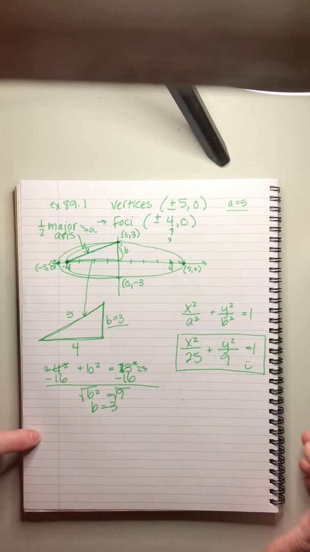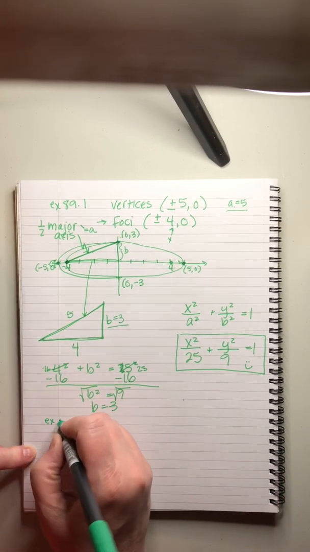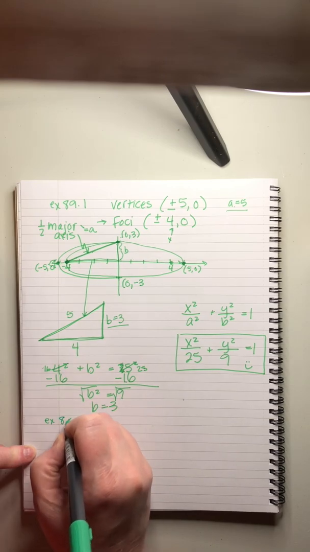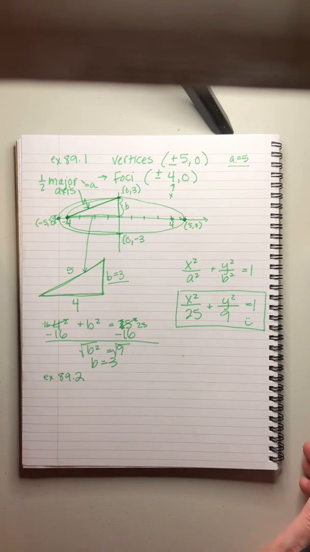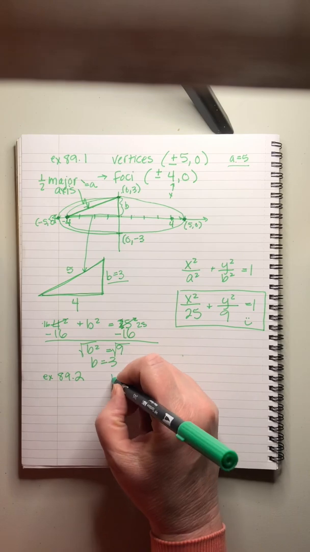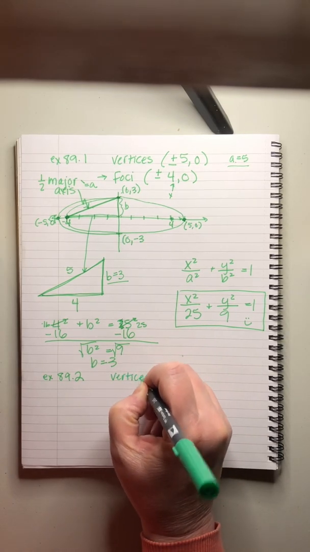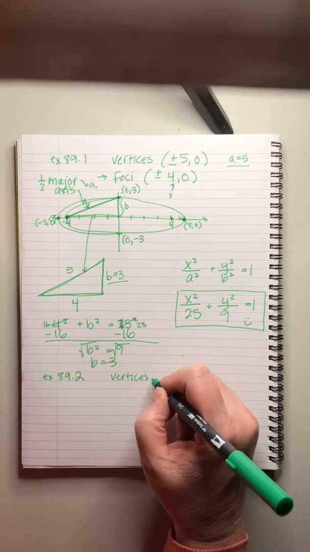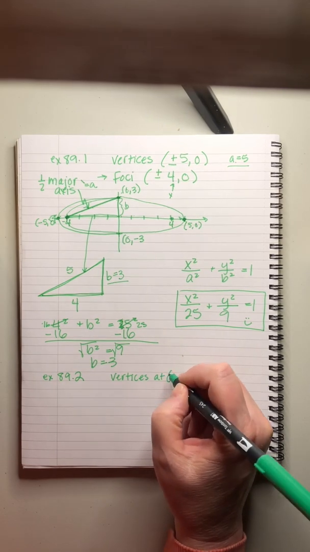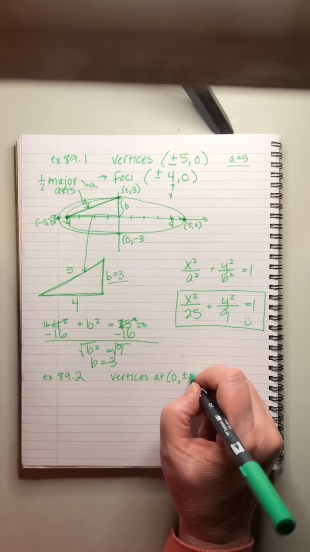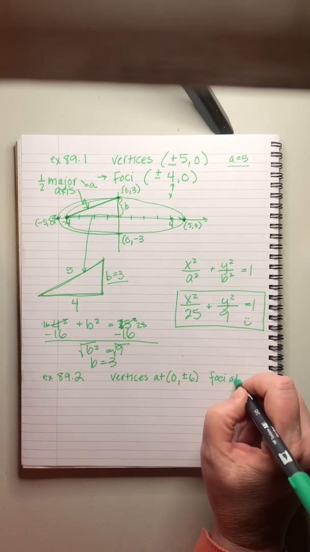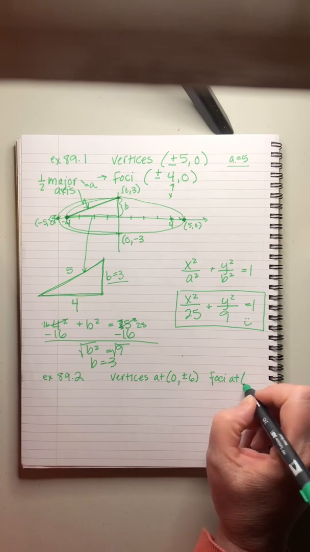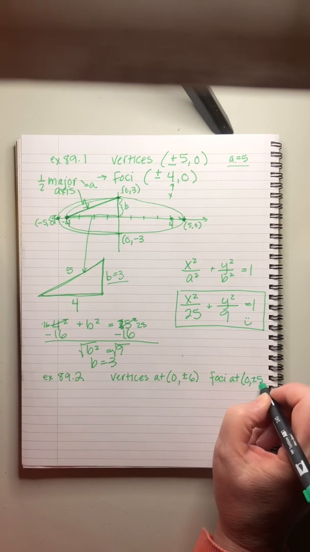All right, let's do it again with another example. Write the standard form of the equation of the ellipse with vertices at (0, plus or minus 6) and the foci at (0, plus or minus 5).